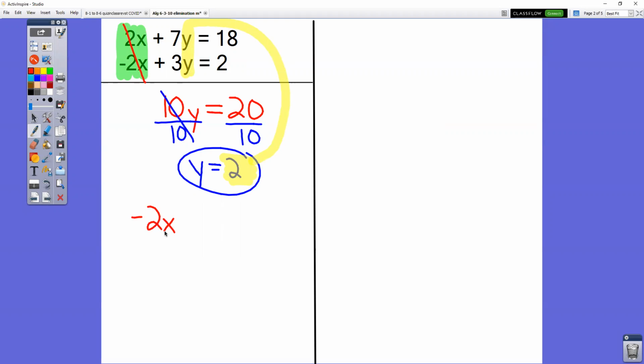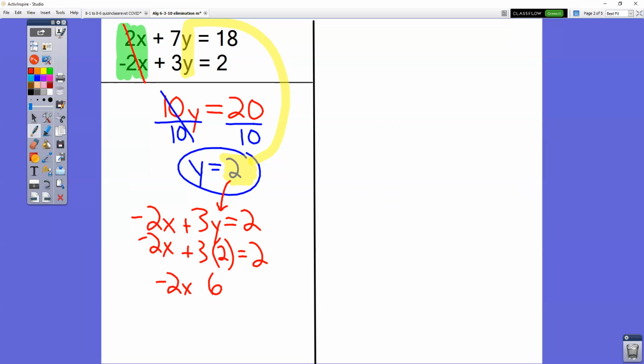So we have -2x plus 3y equals 2. Now what I'm going to do is take this 2 and sub it in for y. So I'm going to have -2x plus, instead of 3 times y, 3 times 2 equals 2. Now you're going to solve this equation. The first thing we need to do is multiply the 3 times 2 together. So I have -2x plus 6, because that was a positive 6, equals 2. This is just a two-step equation now. -6 minus 6.